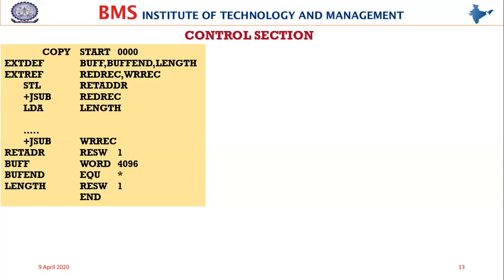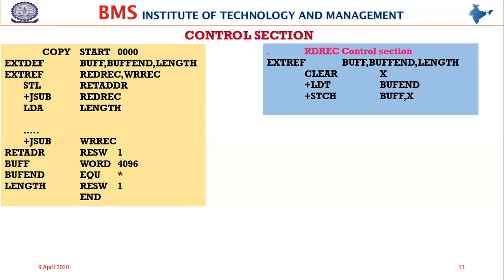Majority of the programs will have only one control section, but in this program we have multiple control sections. We shall see the next part of it. So we have another control section. The control section name, you can see that I have put a dot, and I have written RDREC control section. A dot in front of some writing in a SIC program indicates that it is a comment statement.